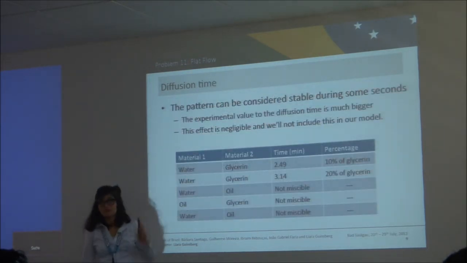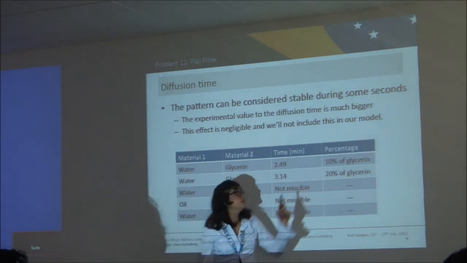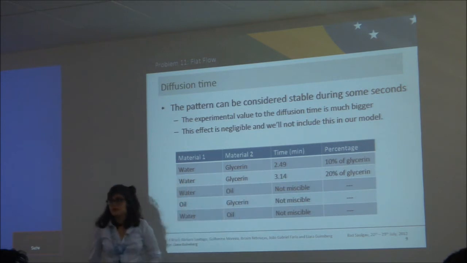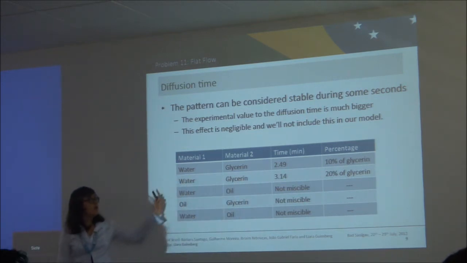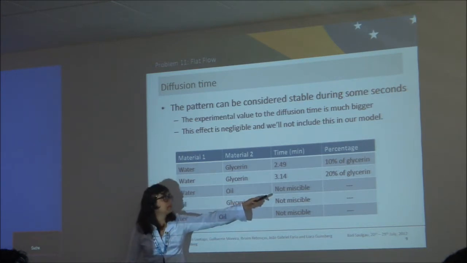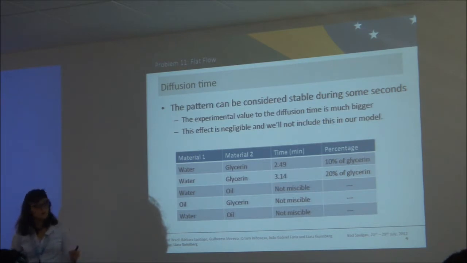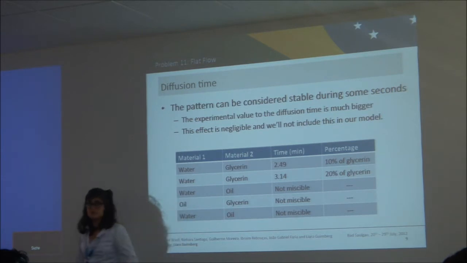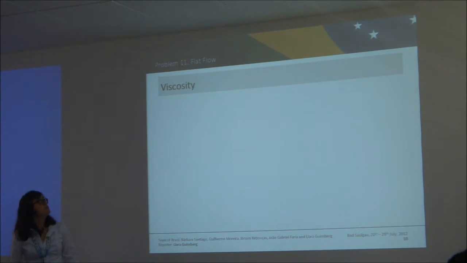First, we can calculate the diffusion time with water and glycerin, with 10% of glycerin in water. This time is around 2.49 minutes, and with 20% it's around 3.14 minutes. The error is around 0.2 minutes. And when the liquids are not miscible, there is no mixing between the fluids.